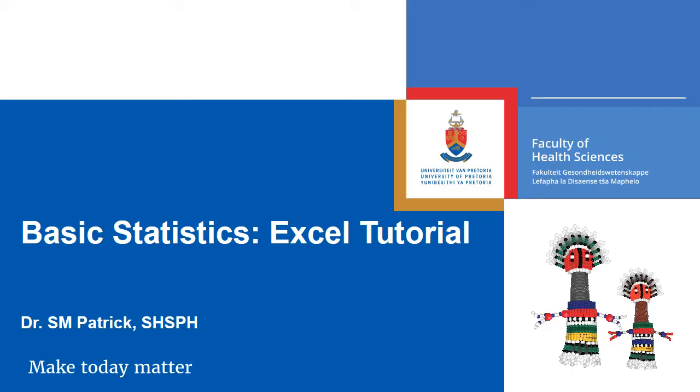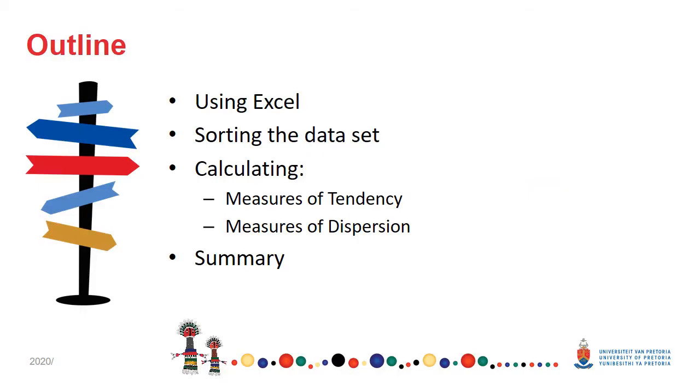As part of your introduction to statistical concepts, what I'll be doing today is giving you a brief tutorial on using Excel to calculate basic statistics. For the duration of this short video, we'll be looking at the following points. Firstly, we'll look at using Excel: what are some of the things you can calculate, and specifically calculating descriptive statistics. I'll then give you a walkthrough through Excel, how to sort the data, how to calculate the measures of tendency and the measures of dispersion that you learnt about in your previous lecture, and then there will be a brief summary.